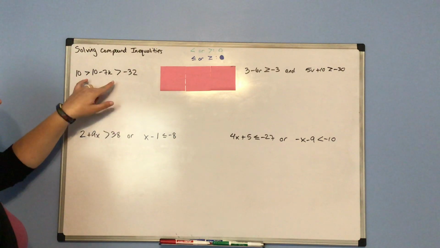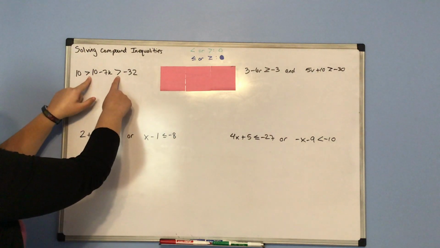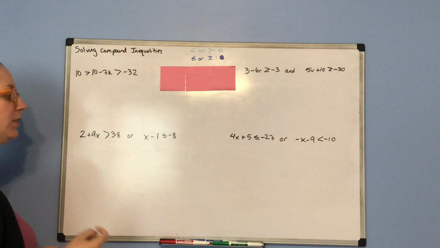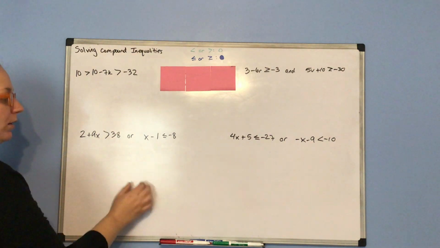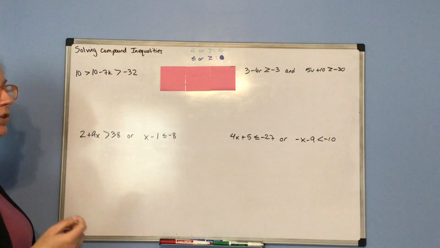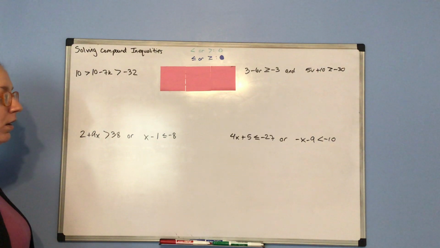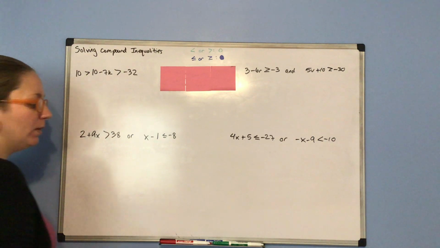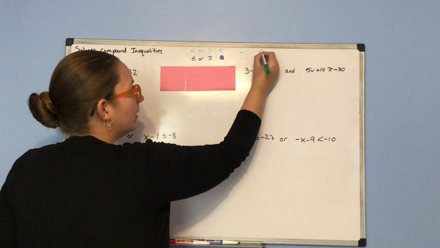Sometimes they're written as one big string, like this one, which has two greater than signs in it. Sometimes they are written as two separate inequalities with a word in between them. Solving them is pretty similar. When we solved inequalities before, we made a graph. Our graph always looks like a number line.